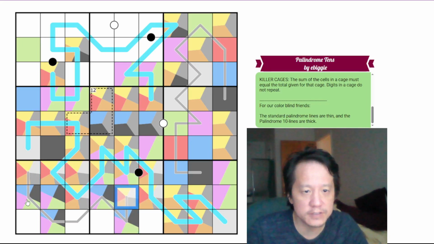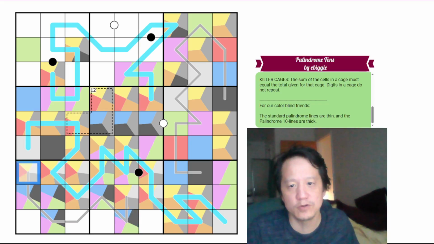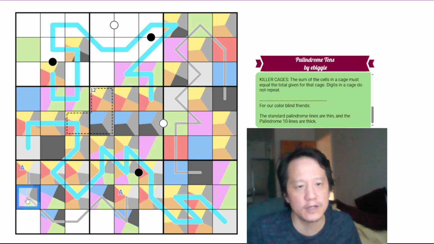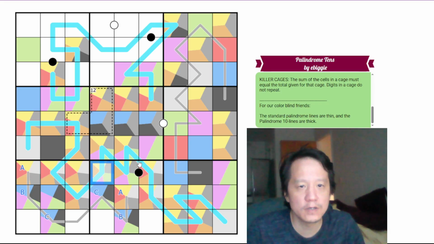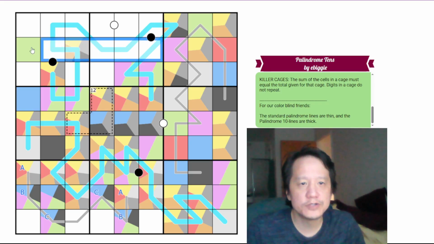So this matches that, this matches that. Okay, so this one we're going to mark with letters. So A, B, B, and C, C. So that matches one of these. B, B matches one of these. Okay. The rest of row 2 cannot be pink, red, or green.